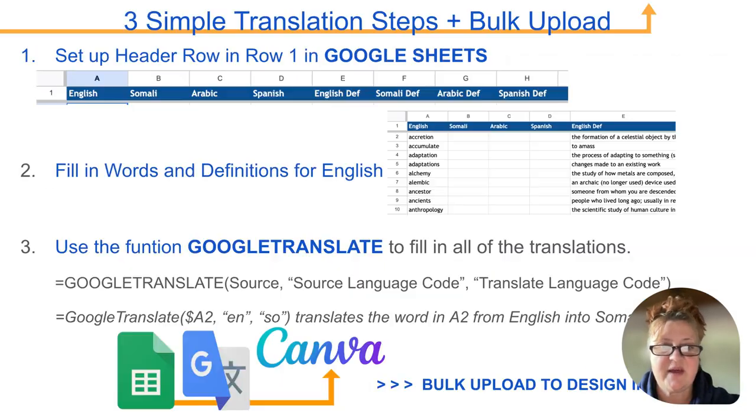So there you have an incredibly crazy time-saving function in Google Sheets for translating. Again, you want to set up your header rows in Google Sheets, put your data in there as far as your words and your definitions. And then using that Google Translate function, you're able to create a data set that then can be saved as a CSV, and then uploaded into the Canva bulk create.